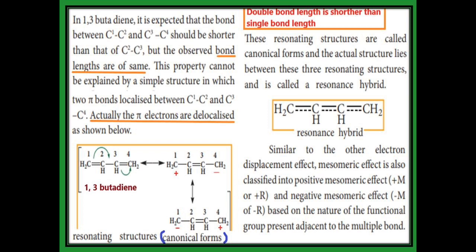So far we studied the inductive effect and electromeric effect. There are two types, positive and negative. The same way, in the mesomeric effect or resonance effect there are two types: positive mesomeric effect and negative mesomeric effect. It is based on the nature of the functional group that is present adjacent to the multiple bond.